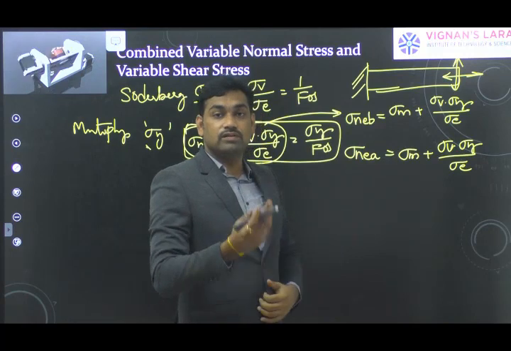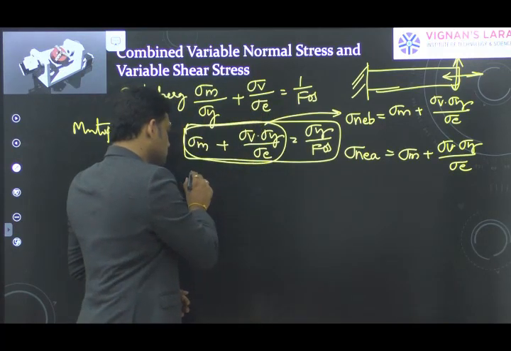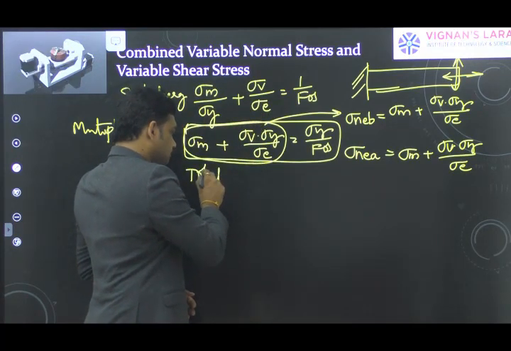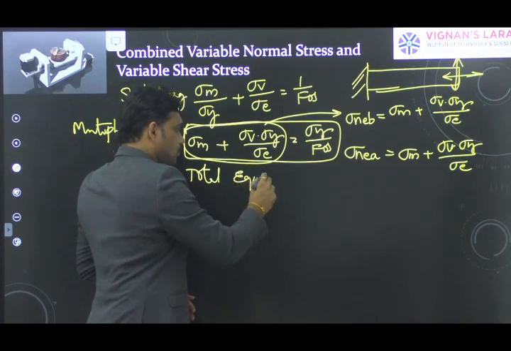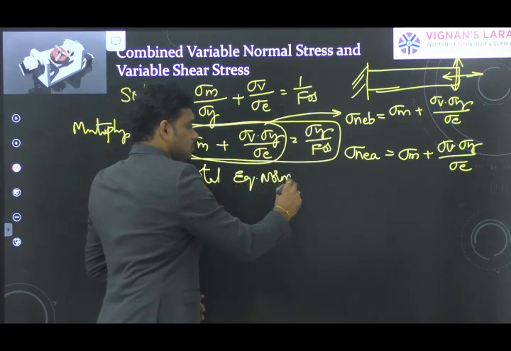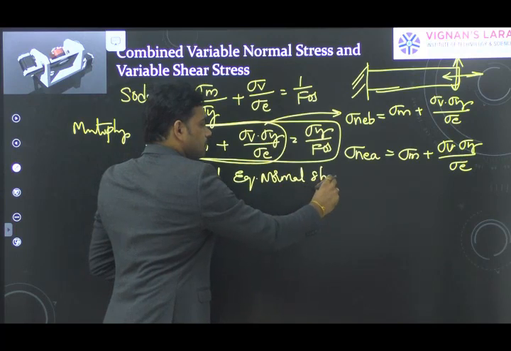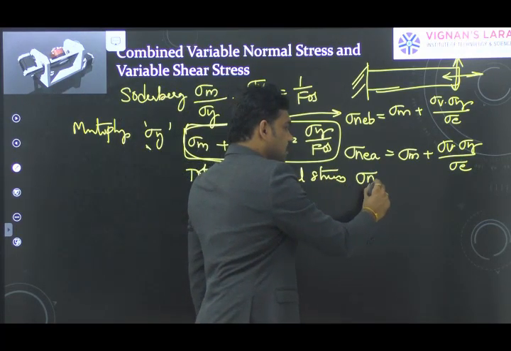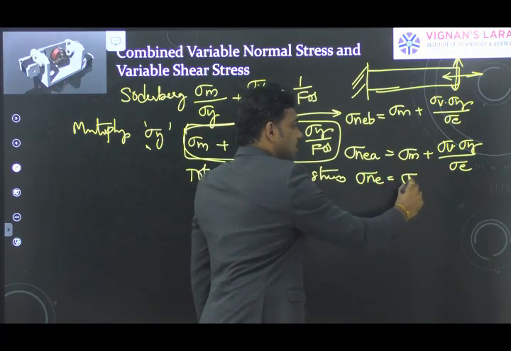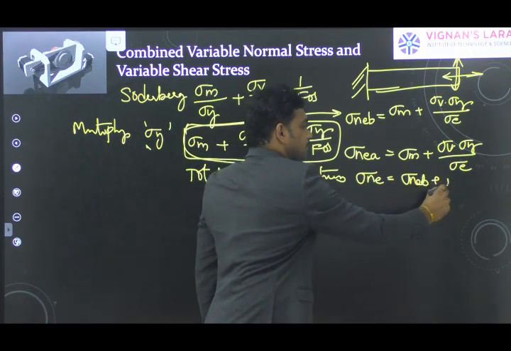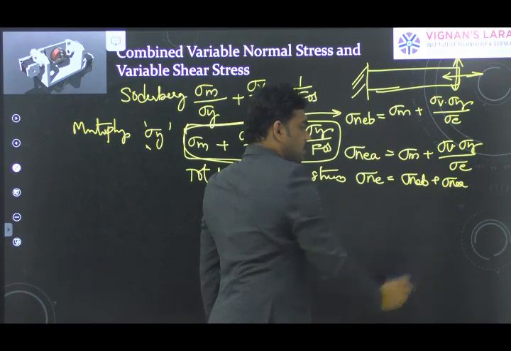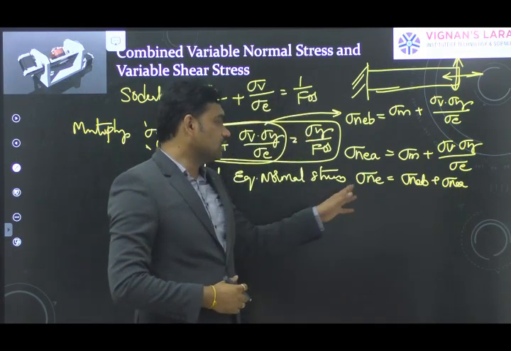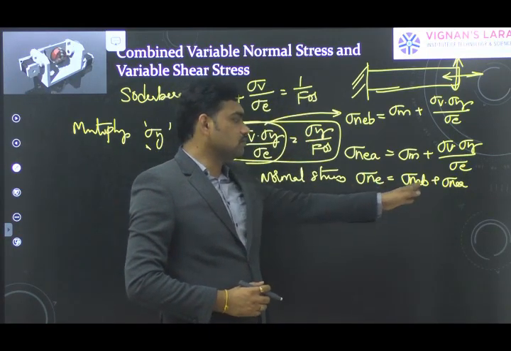Then we need to find the total equivalent normal stress, denoted by sigma NE, which is equal to sigma NEB plus sigma NEA. If there is no axial loading, the total equivalent normal stress is equal to sigma NEB.